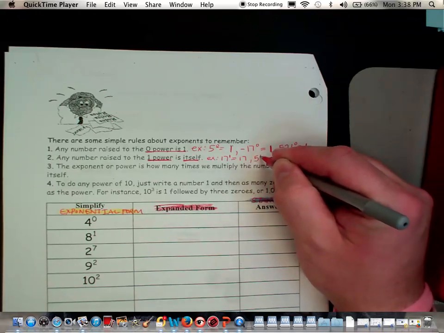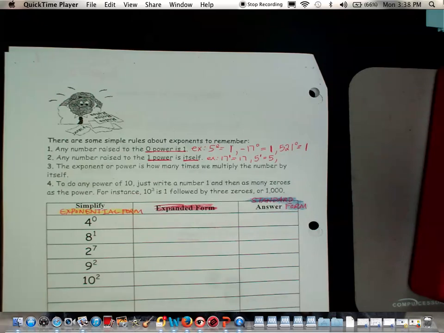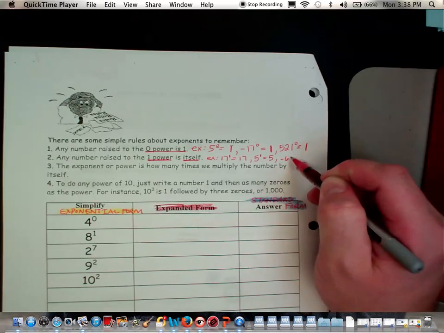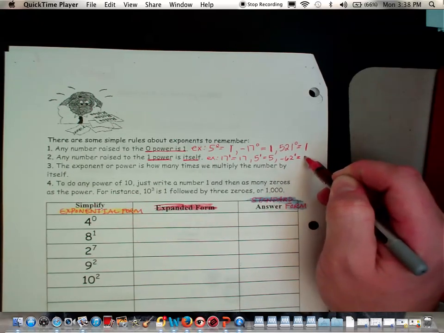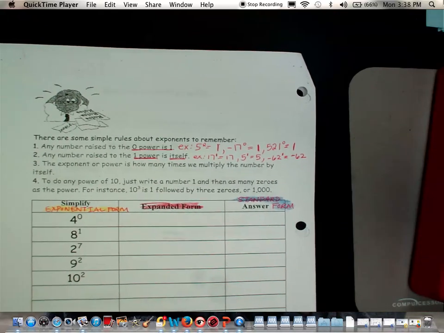5 raised to the 1st power is 5. Negative 62 raised to the 1st power is negative 62. It's just itself again. Okay?